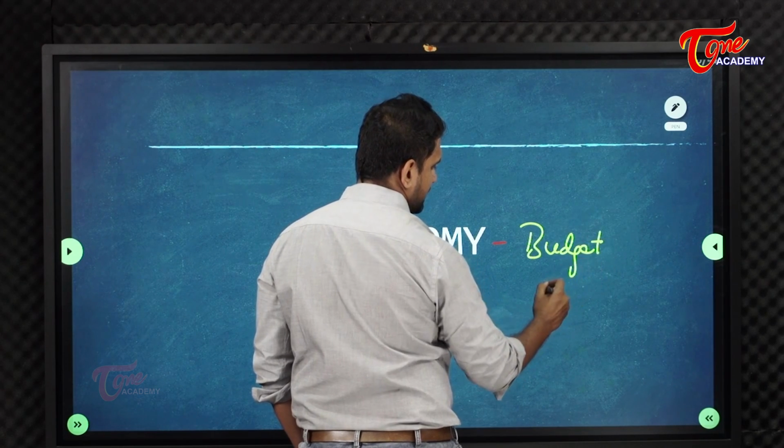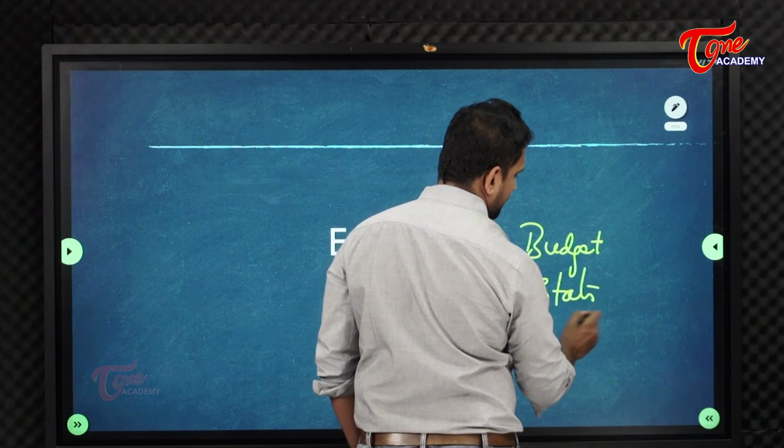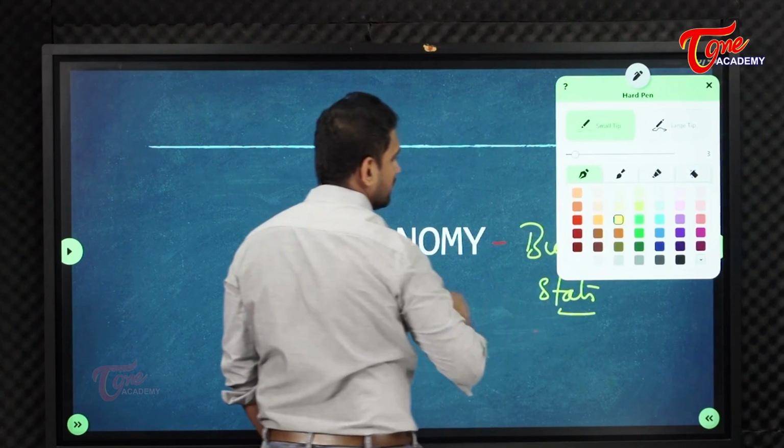Budget related statistics we will see. Very important for the examination for sure. Right.